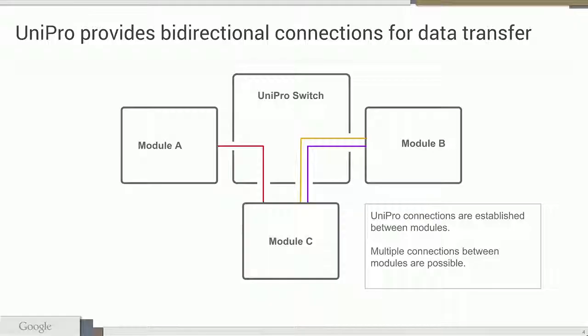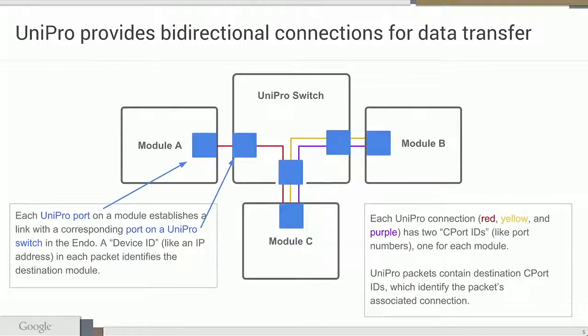OK, so this is the 10,000-foot view of UniPro and how it fits into Project Ara and what it gets us. We know there's a UniPro switch in the endo. We know we can get bidirectional connections for data transfer. You can establish multiple connections between modules, and any pair of modules can have these connections. The way this works in terms of the interface block is that at each interface block, there is a UniPro port. The UniPro switch has a corresponding port, which is blocked out on the endo.